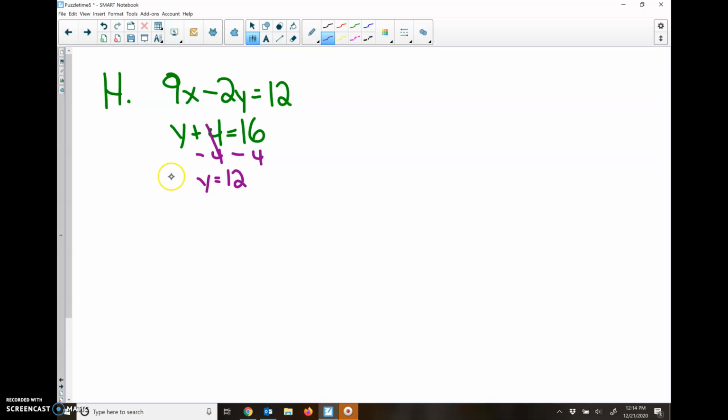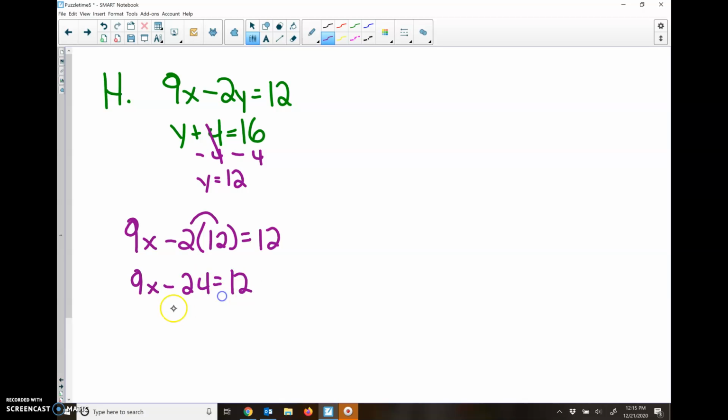Okay, so now I know half my work's already done for me. I know that y is 12. So I'm going to take that 12 and put it in the first equation where the y is. So instead of 9x minus 2y, I'm going to put in 9x minus 2 times 12 there instead. Okay, so I got 9x minus 24 equals 12.